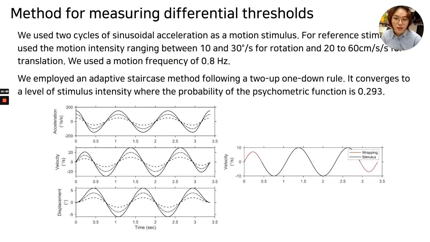We set the intensity ranges of the reference motion stimuli to take full advantage of the hardware performance of the motion platform. We experimented according to the adaptive staircase method, following a 2-up-1-down rule. In this case, we are able to find a stimulus intensity which corresponds to a probability of 0.7 on the psychometric function. The method we employ here allowed us to obtain the Weber fraction per motion type while efficiently measuring the differential threshold for multiple reference intensities. 7 males and 3 females participated in the experiment with an average age of 26.